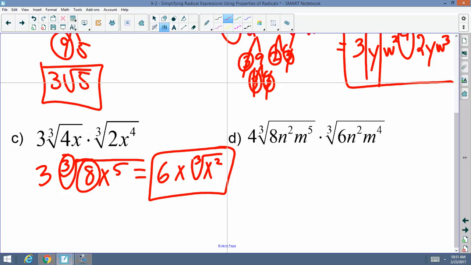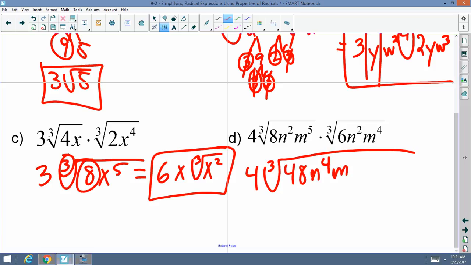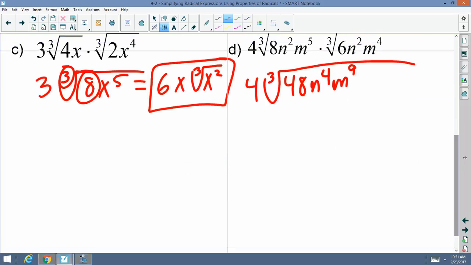Okay. Here, I got 4 times the cube root of 48 n to the 4th m to the 9th. 48. How do you think I could break that bad boy up into a perfect cube? 16 and 3 will do, but that's not a perfect cube. 6 and 8, guys. What's the cube root of 8? 2. So now I've got 4 times 2, so that's 8, with a cube root of 6 left over. Are you with me so far with the numbers?